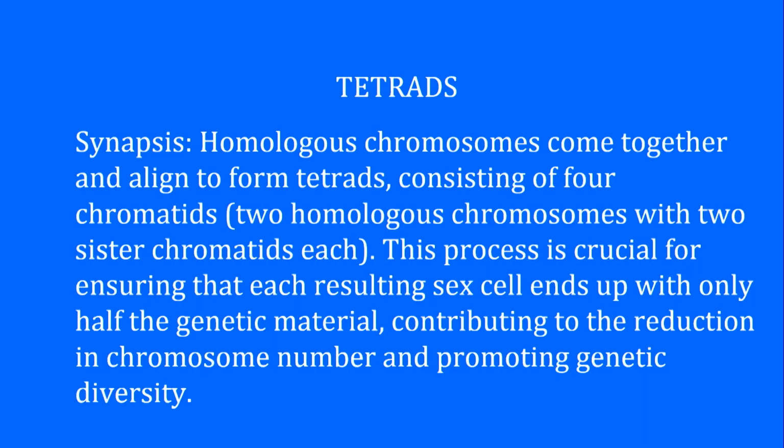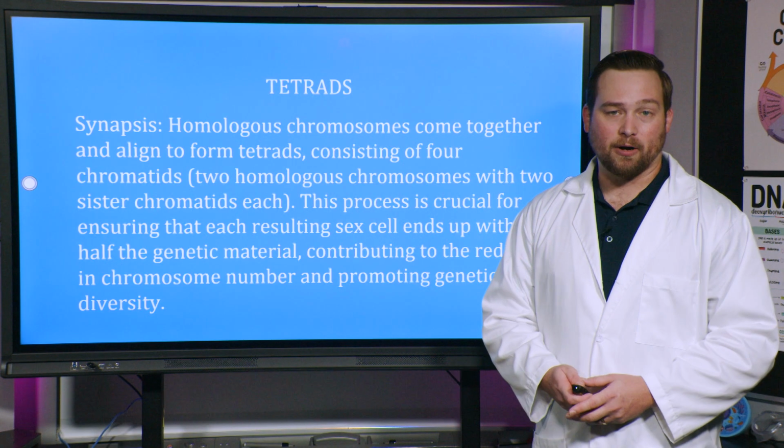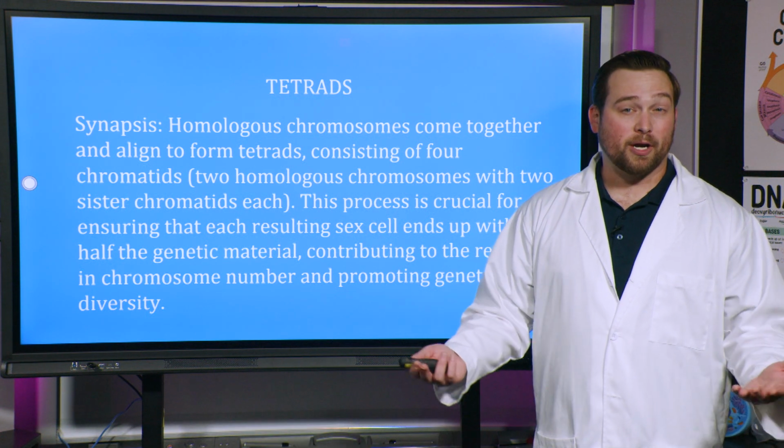Okay, here's some other words. So that tetrad, remember that a tetrad is formed when the synapsis happens. Homologous chromosomes come together and align to form a tetrad consisting of 4 sister chromatids. Remember that 2 homologous chromosomes each have 2 sister chromatids, so that's a total of 4. This process is crucial for ensuring that each resulting sex cell ends up with only half the genetic material, contributing to the reduction in chromosome number and promoting genetic diversity. So this process is very, very important to meiosis occurring correctly.